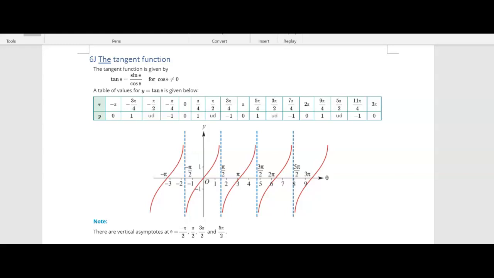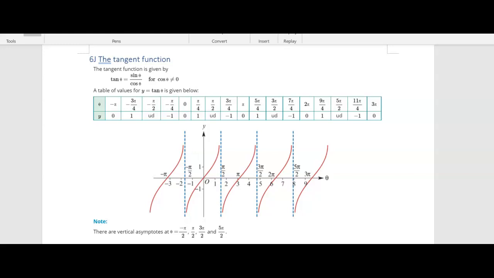Hi everyone, in this video we're going to go through 6J, the tangent function. So we've covered sine and cos in a lot of detail, but poor tan is left behind. So it gets a video on its own, but it is different to sine and cos.